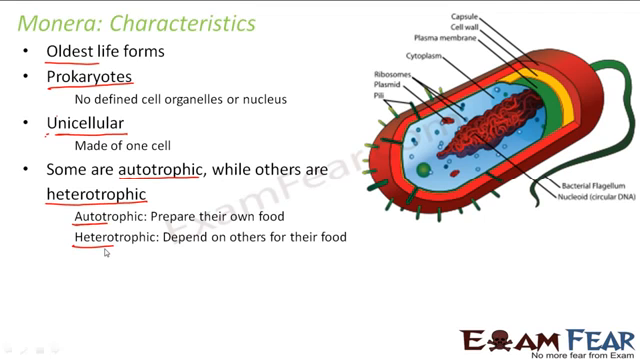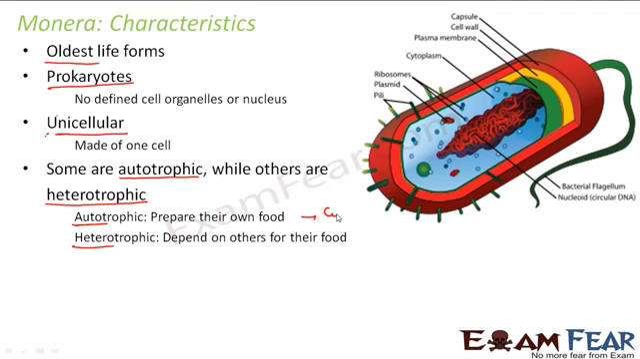Now in Monera, some of the monerans are autotrophic, that is, they can prepare their own food, while there are some Monera which are heterotrophic. So what all living organisms fall under this kingdom Monera? This kingdom mostly consists of the bacteria. When I talk of some autotrophic bacteria, I am talking about cyanobacteria. Cyanobacteria is an example of autotrophic bacteria.